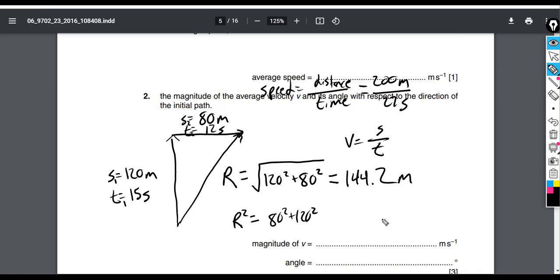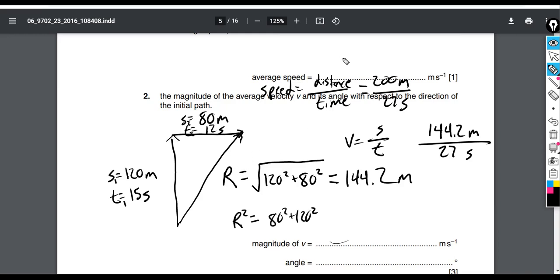That's just the displacement. So in order to get the magnitude of velocity, what do I gotta do? I calculate the displacement using Pythagoras' theorem. And it still took how long? 27 seconds, right? That didn't change. It took 27 seconds to get from here to here. That's the net change in position, right? From starting point to end point. That's what displacement is.